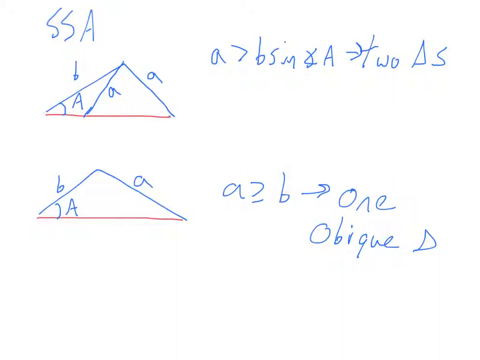So if A is bigger than B, we know we're good, right? That always works. If the side across from the angle is bigger than the other side, then that's fine. If A is equal to B sine angle A, then we have a right triangle. But if A is greater than B sine A, then we know we might have two possible triangles, and we have to be careful to make sure that we give both possible answers.